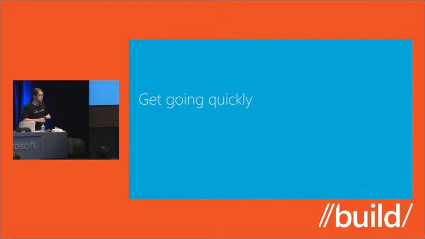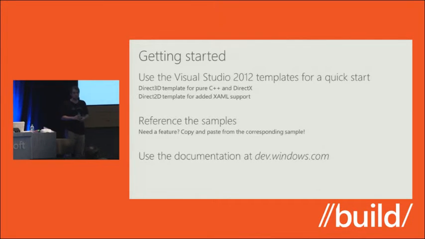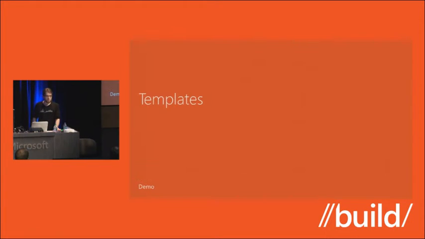So I've shown you quite a bit so far. The question becomes, how do you get going quickly? Well, there are some great Visual Studio templates. There are two that you can utilize. There's the Direct3D template, which is for pure C++ and pure DirectX, no XAML. Then there's another template you can utilize, the Direct2D template, that has XAML support built in. And then, of course, there's dev.windows.com and using the samples.